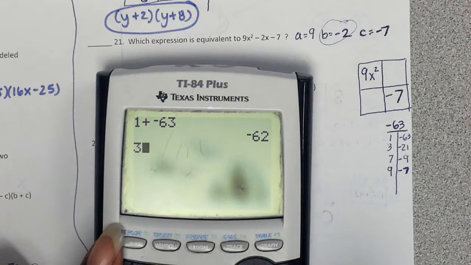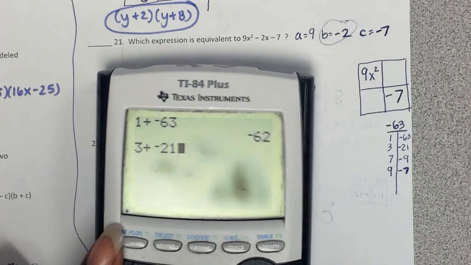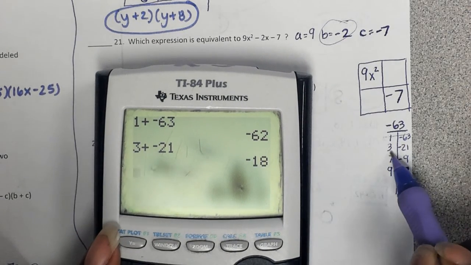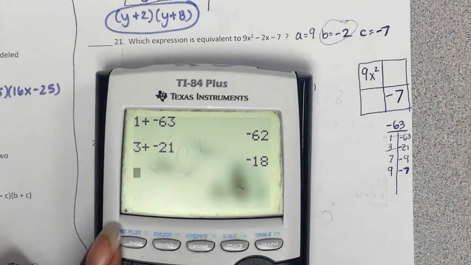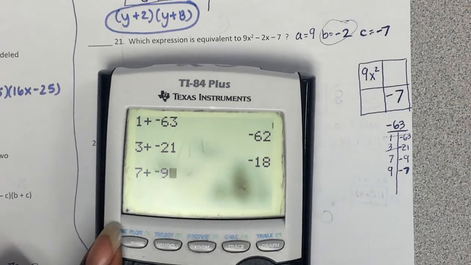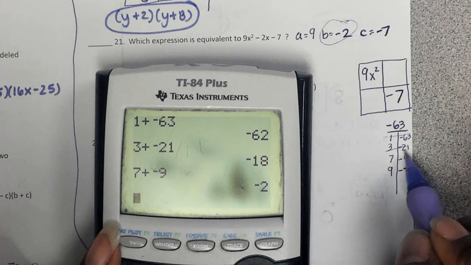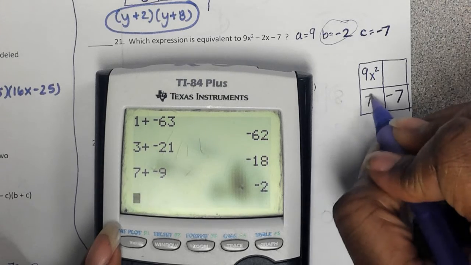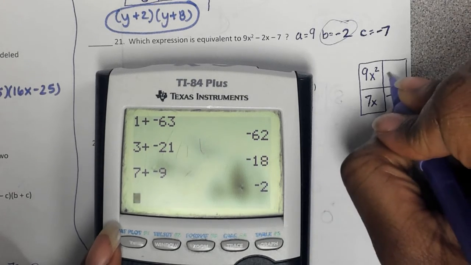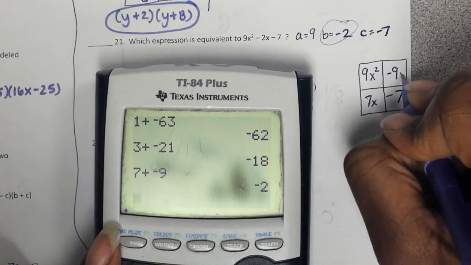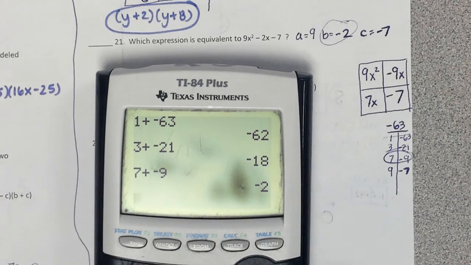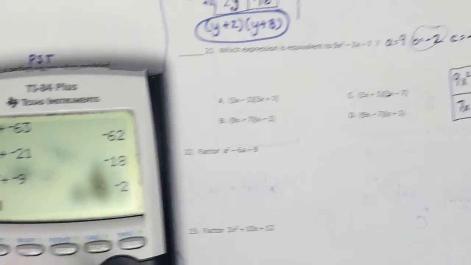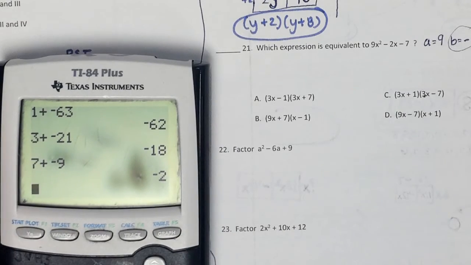Nope. 3 plus negative 21. Does this one add up to the B? Nope. 7 plus negative 9. Does it? Ah, now we found it. We found our special pair that need to be included in our box. That's the only pair that's going to work. I'll show that again on the next one just in case you're watching at home.